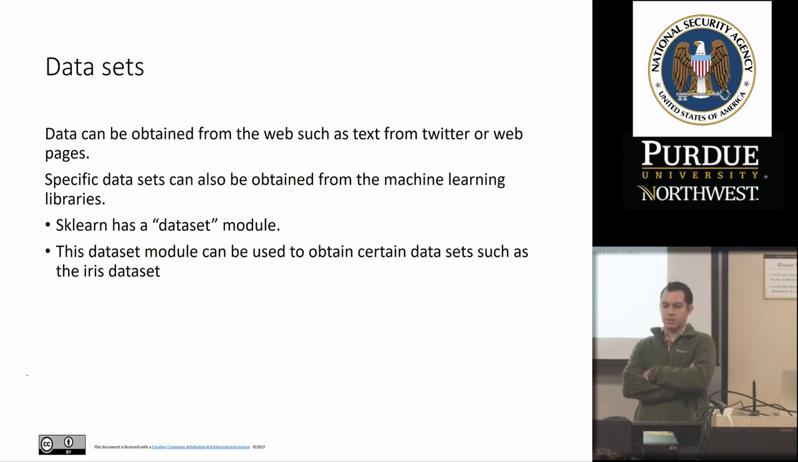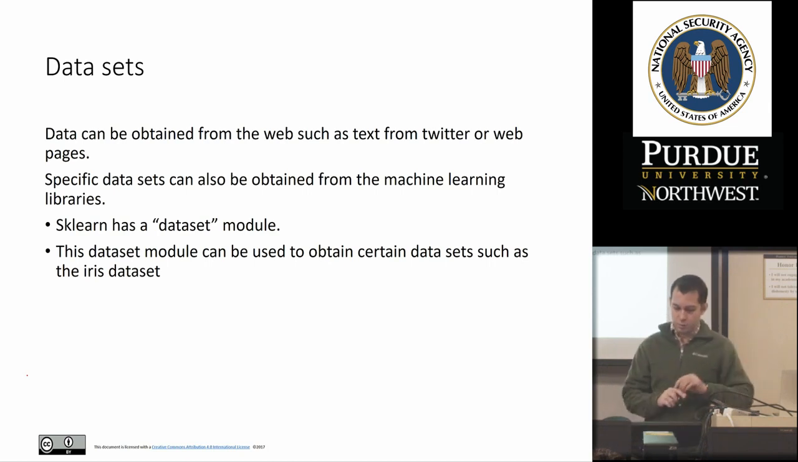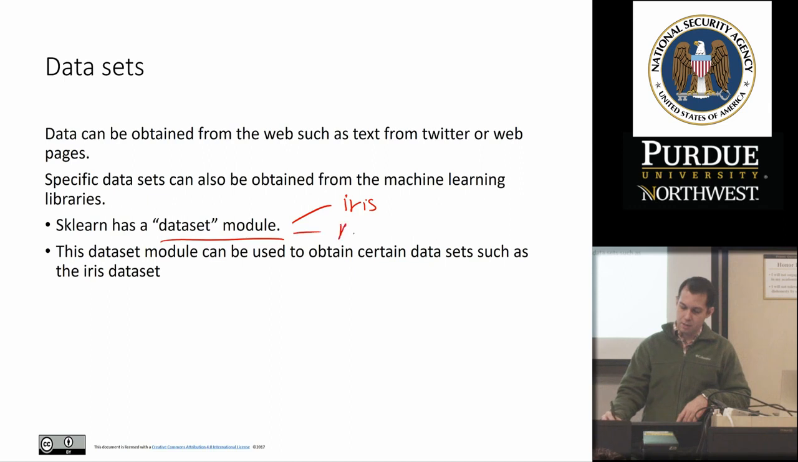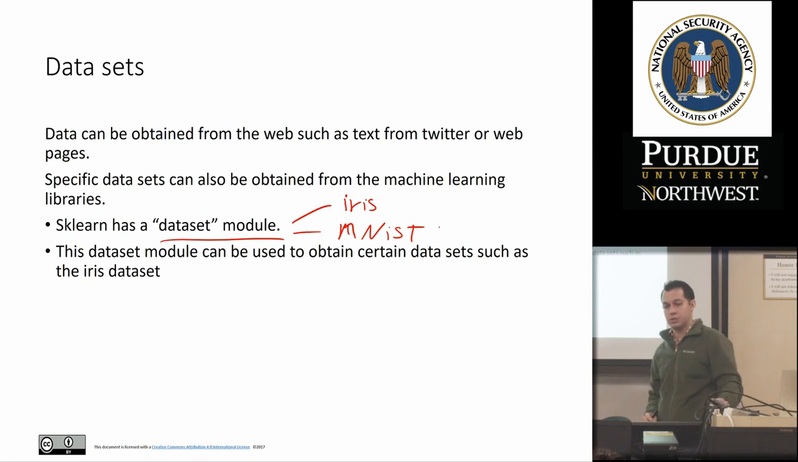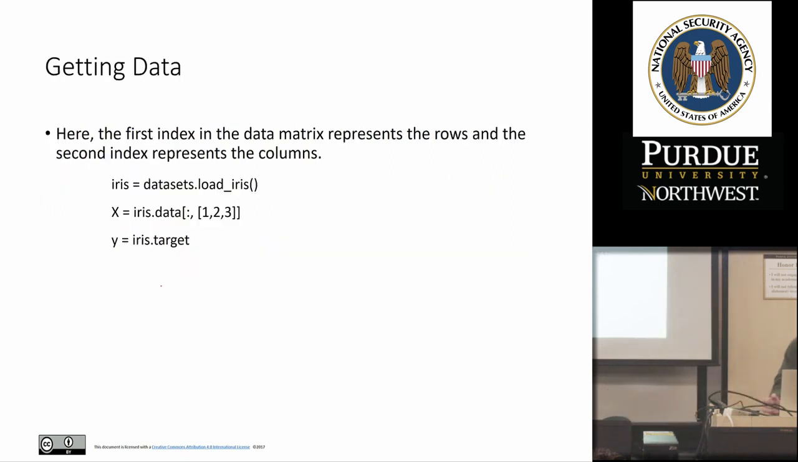Specific data sets can also be obtained from machine learning libraries. For instance, sklearn, which is one of the tools we will use, has the datasets module, which includes pretty standard data sets that we will use here, like iris and mnist. So the names are iris and mnist, which are very classic data sets for machine learning. This datasets module can be used to obtain certain data sets, such as, I said, the iris data set.